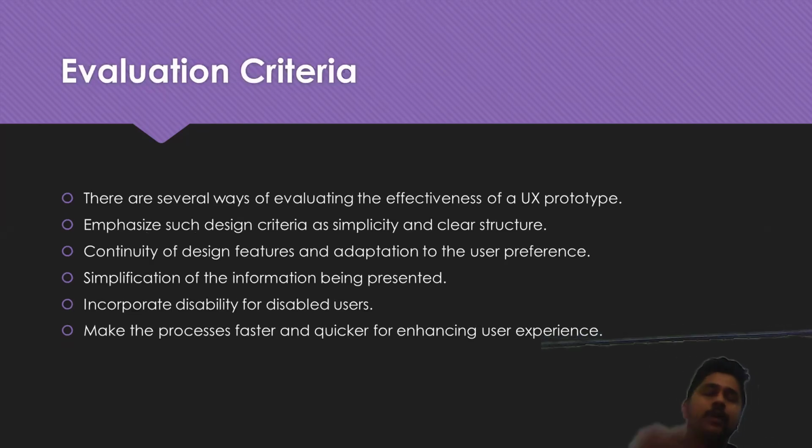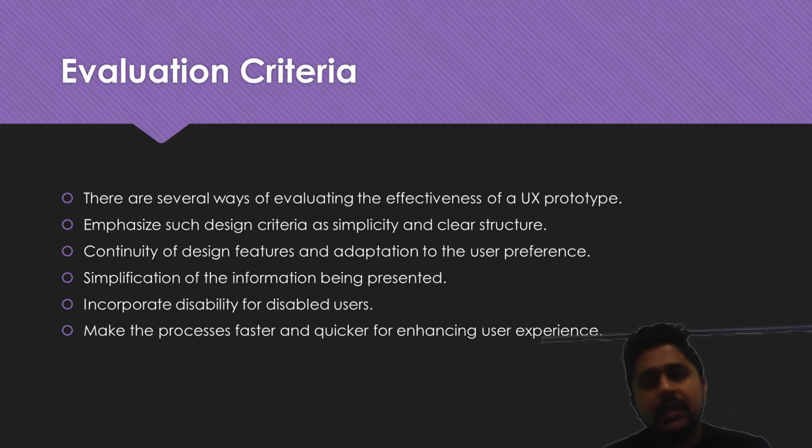So what about the evaluation criteria? There are several ways of evaluating the effectiveness of a UX prototype. Emphasize such design criteria as simplicity and clear structure. Instead of too much design and too much structural data, I think simplicity plays an essential role, because the clearer the information and the simpler it is, the more convenient it would be for the user.